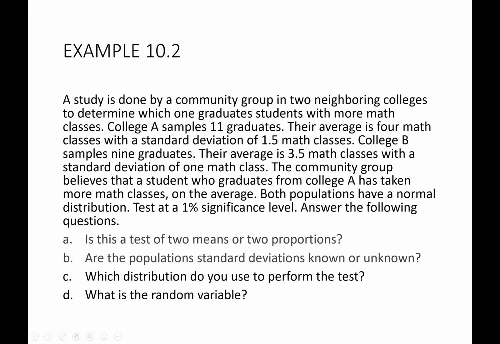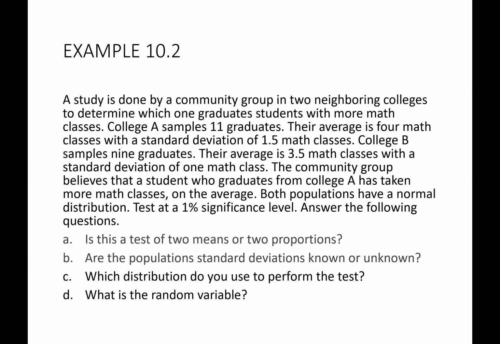Okay, let's look at another example. A study is done by a community group in 2 neighboring colleges to determine which one graduates students with more math classes. College A samples 11 graduates. Their average is 4 math classes with a standard deviation of 1.5 math classes. College B samples 9 graduates. Their average is 3.5 math classes with a standard deviation of 1 math class.